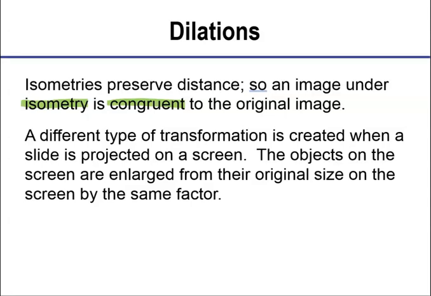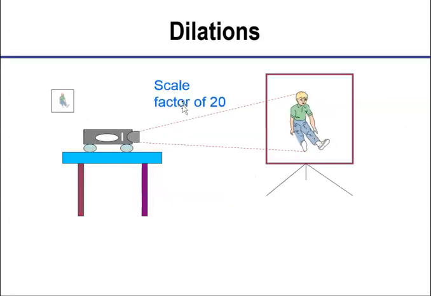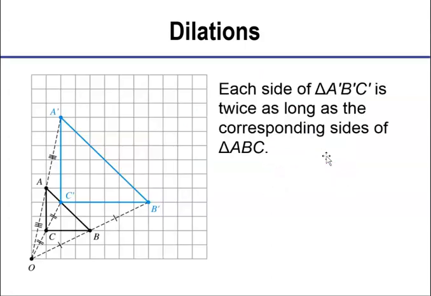Okay. A different type of transformation is created when a slide is projected on a screen. The objects on the screen are enlarged from their original size by the same factor. And this is an example of a dilation. So you see, you have a projector here and you have your image. Your image is similar to your original image that's in the projector, except this is maybe by a factor of 20. So there's always going to be a scale factor when you have a dilation.